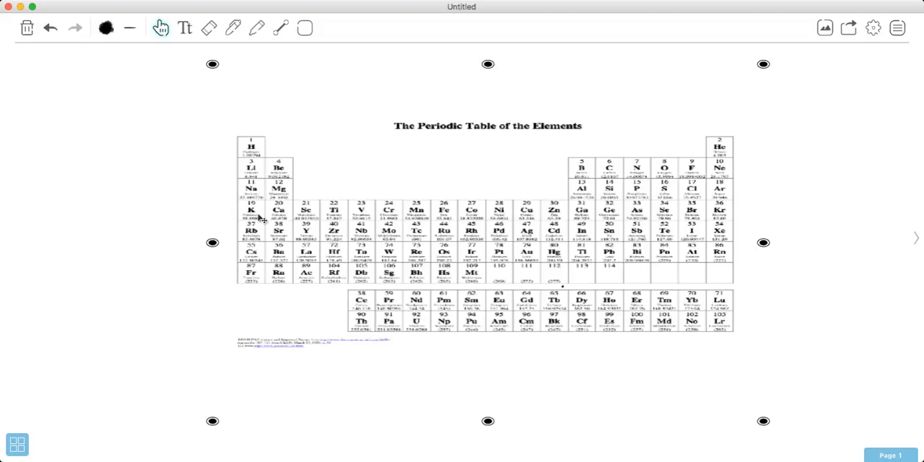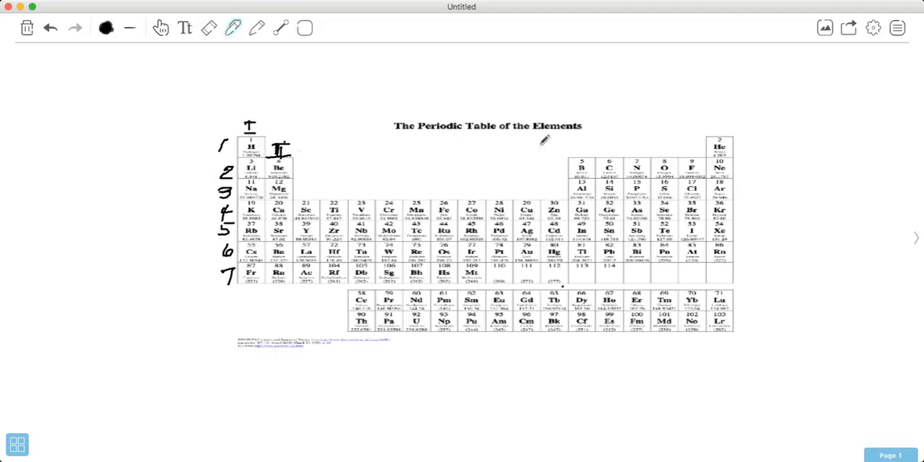All right, so I want to talk a little bit about the periodic table and do some background information for you. So, we learned that there are 7 periods on the periodic table. And there are 8 main groups, and the main groups are represented by Roman numerals.